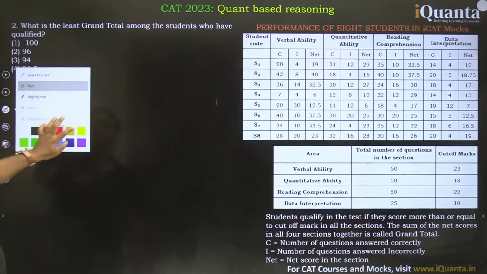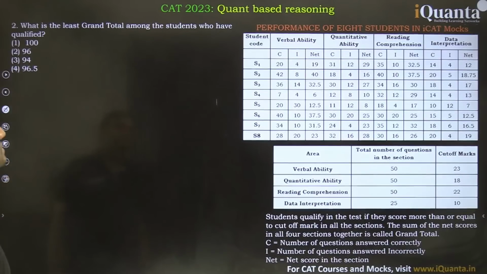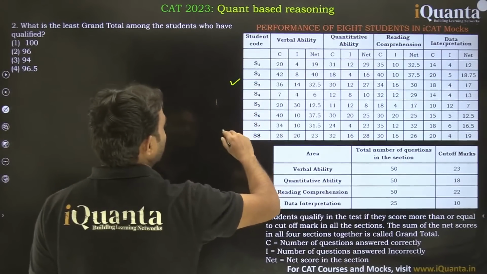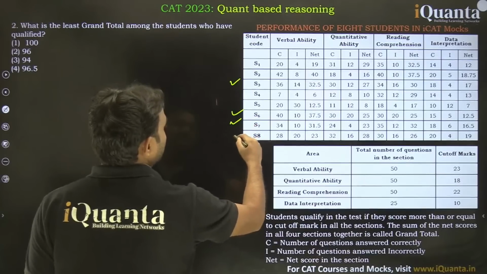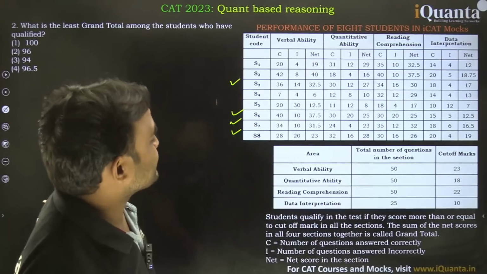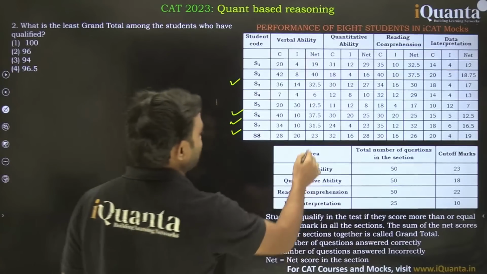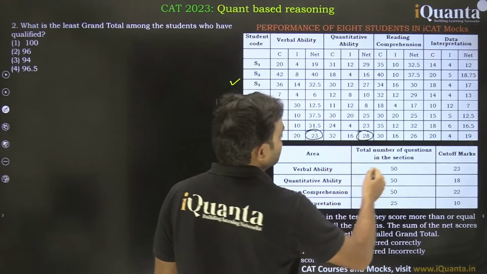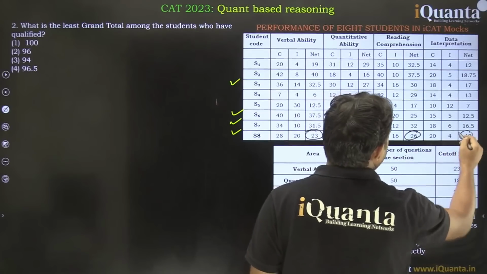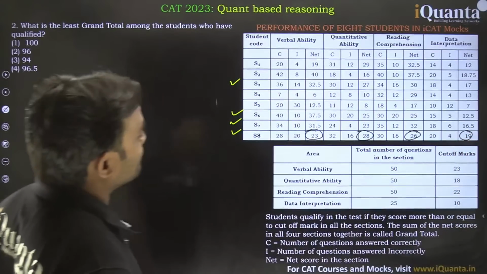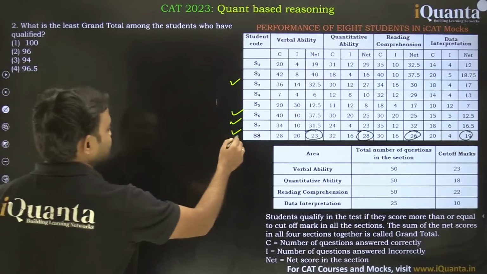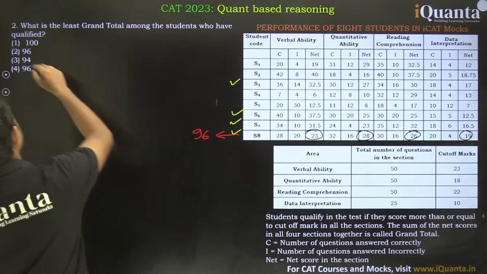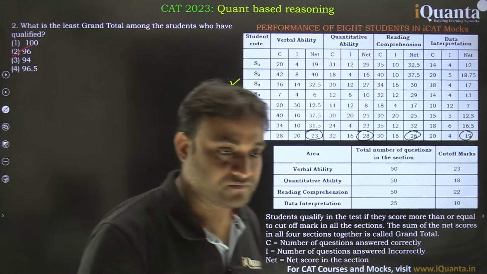Next question, it says, what is the least grand total among the students who have qualified? Who have qualified? S3, S6, S7, S8. So by checking the values, if you add 23 plus 28, which is 51, plus 26, 77, plus 19, it's 96. It's for S8. This sum is 96, which is the second option. Okay.